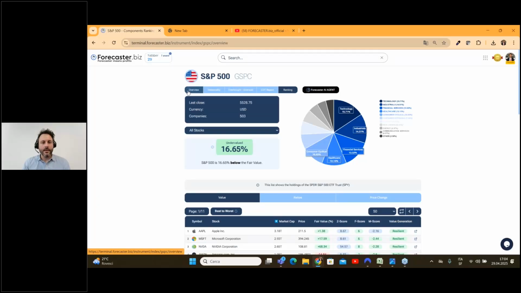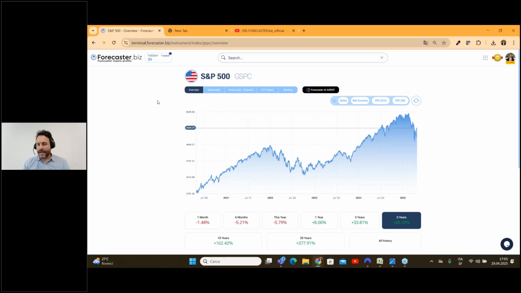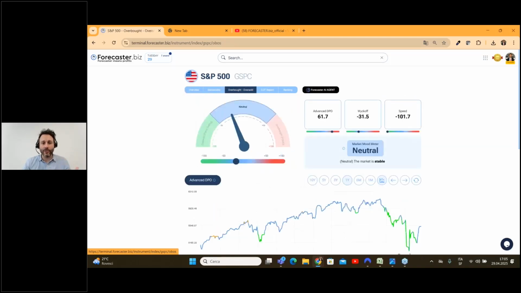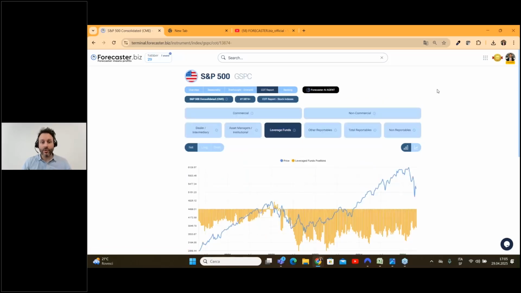Why do we have so many layers for every instrument you find in the Forecaster Terminal? Very simple, because on every layer you can find a different approach to analyze the specific instrument you are looking at. So for example, for the S&P 500, you can find the seasonality, you can find the overbought and oversold, where you can find a more statistical, mathematical approach. You can find the COT report.